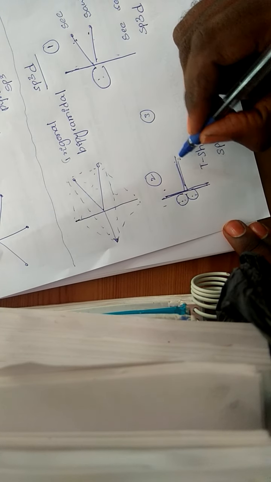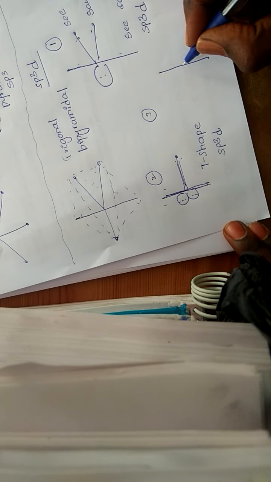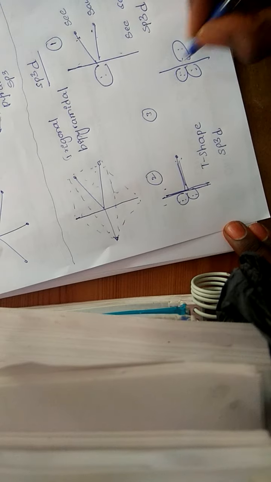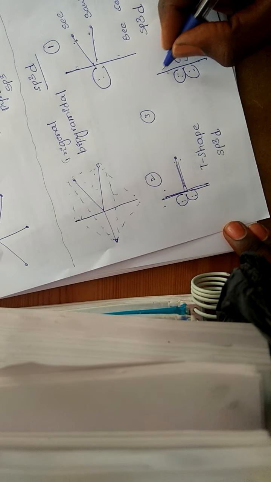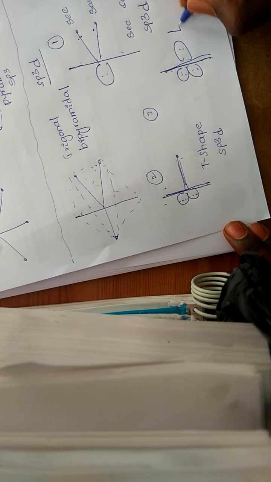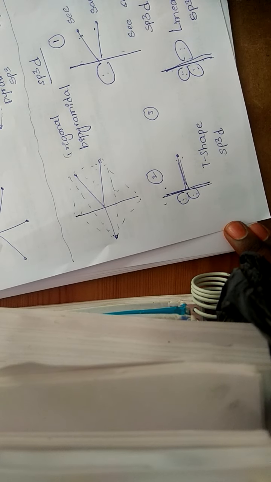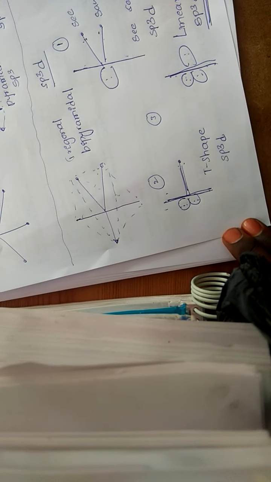I can remove one more atom from here. It is a shortcut way. 3 lone pairs, 2 bond pairs. So this is like linear only, no? Linear structure. So this is like linear. The hybridization is same like the parent molecule, sp3d. Now come to octahedral.